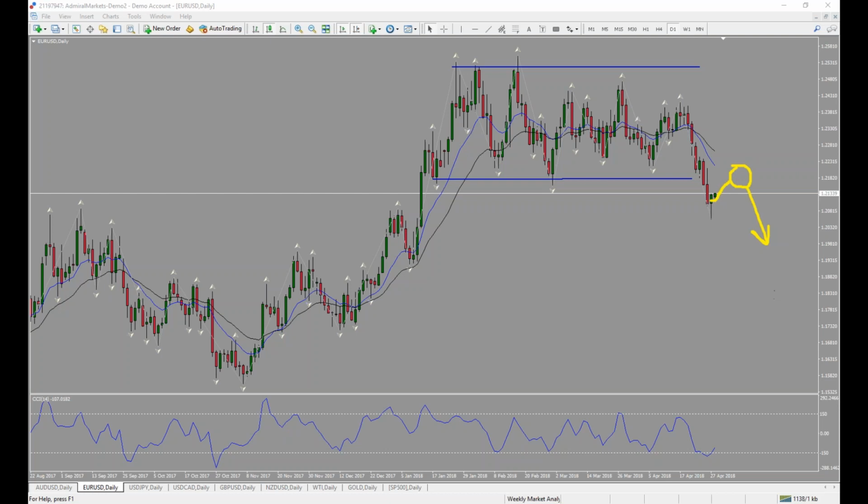This one's pretty straightforward, and ideally it would look like probably a candle like that, a little inside candle as such, and then the third day on the break we would break it on the downside.